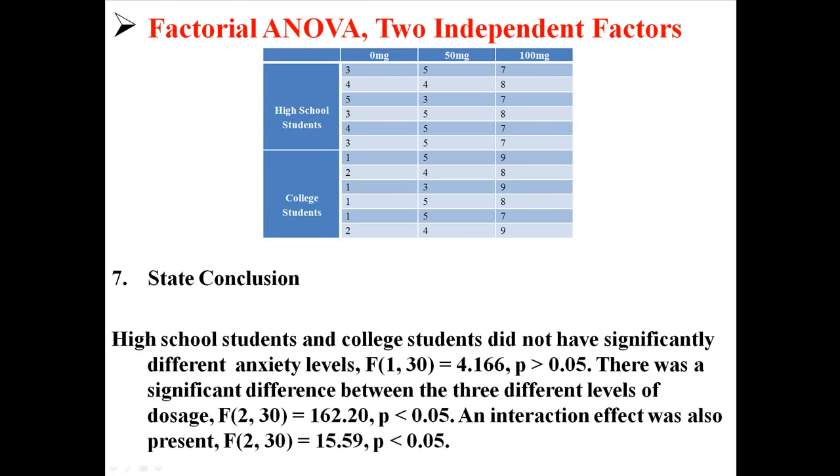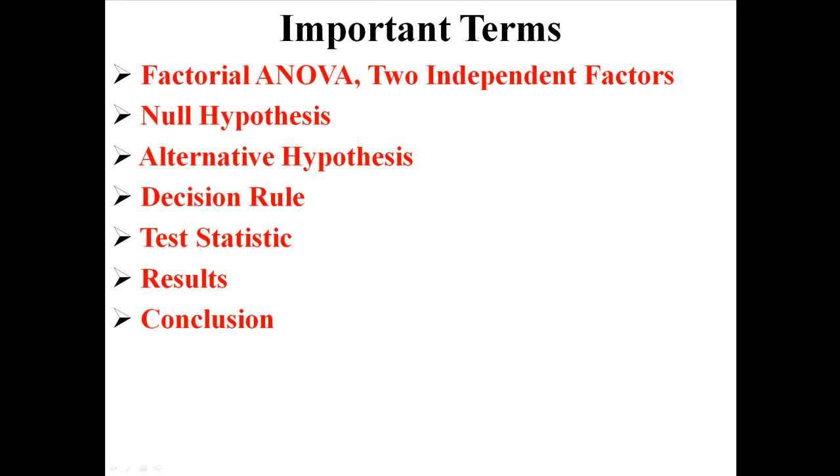What is our conclusion? We can conclude that high school students and college students did not have significantly different anxiety levels. There was a significant difference between the 3 different levels of dosage. An interaction effect was also present. And that is a factorial ANOVA with 2 independent factors.